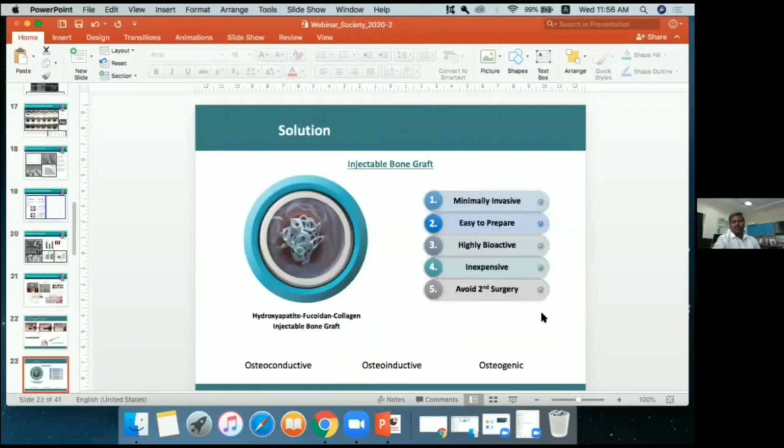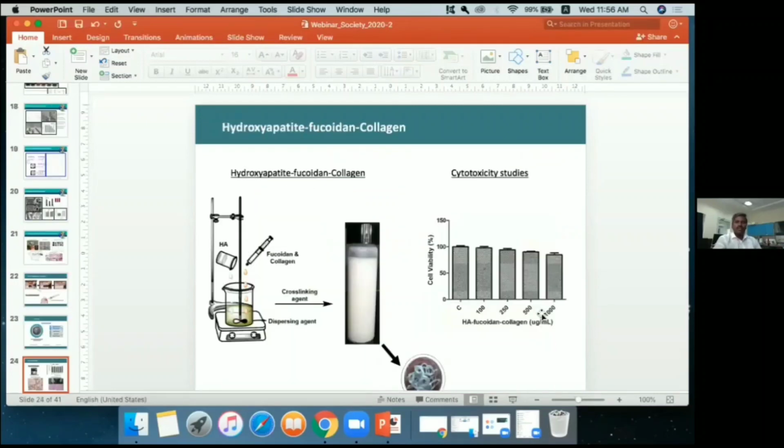So this is in the form of a solution. The advantages of this kind of material are that it is minimally invasive, very easy to prepare, highly bioactive and inexpensive, and there is also no need for secondary surgery. And this is the preliminary data I have got. And it's not showing any toxicity.